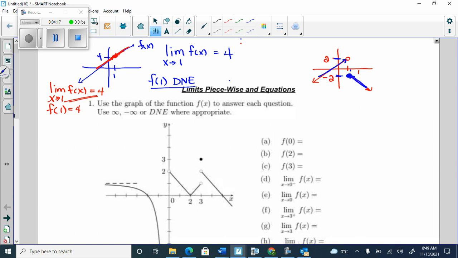Do they approach the same thing? No, so the limit doesn't exist. If they approach the same value, the limit is that value. If they don't, it doesn't exist because there's no limit. The limit is just literally like someone telling you from the left and the right at this point, we're approaching this y value. That's it.